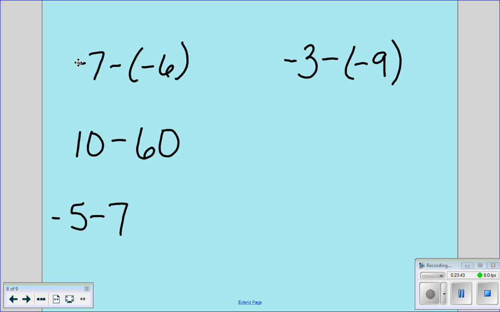The next one is -5 minus 7. Keep the -5, change the plus sign, and then the 7 should be a negative. So what'd you get, McKenna? -12. Nice work. Last one, -3 minus -9. So it'd be -3 plus 9. What'd you get for an answer in that one? Haley? 6. Yep.